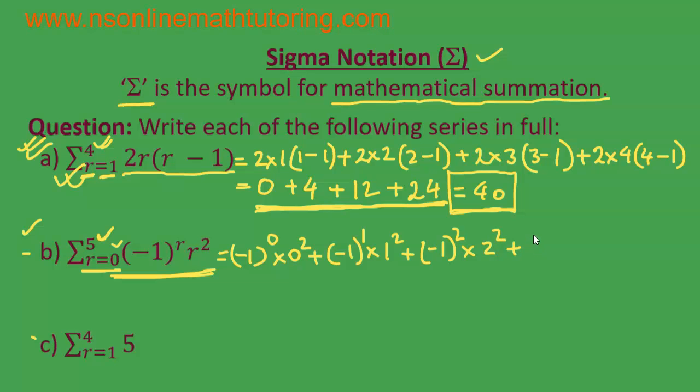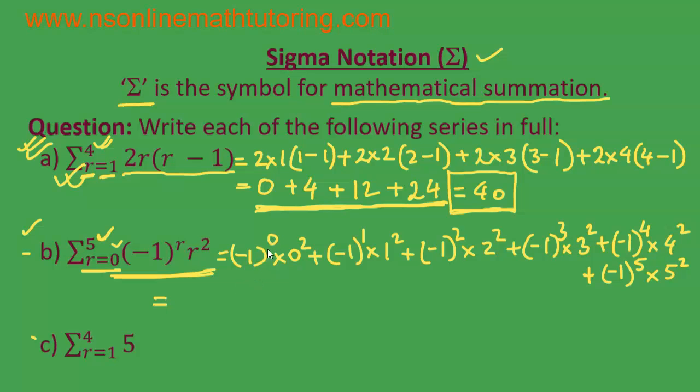Plus r is equal to 3. Therefore, (-1) to the power of 3 times 3 square. Okay, I can write one more over here. (-1) to the power of 4, r is equal to 4, times 4 square. Finally, plus (-1) to the power of 5 times 5 square. Okay. So, now we just simplify the terms and write them.